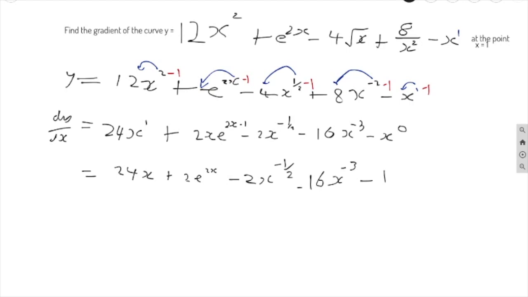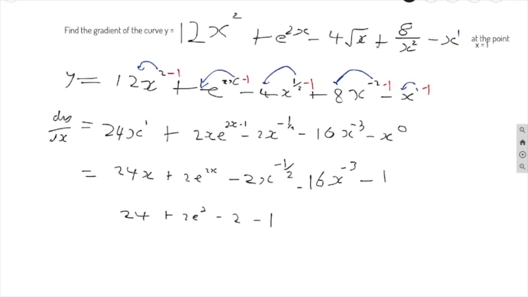And that's it. All we're going to do now is substitute 1 into all these values here, and we'll get our answer. So that's 24 times 1, plus 2e to the power of 2, minus 2 times 1 to the power of minus a half. So the minus means it's 1 divided by, and the 2 means it's the square root of 1. The square root of 1 is 1, and 1 divided by 1 is also 1, and 2 multiplied by 1 is still 2. This whole term just goes to 2, minus 2 therefore.